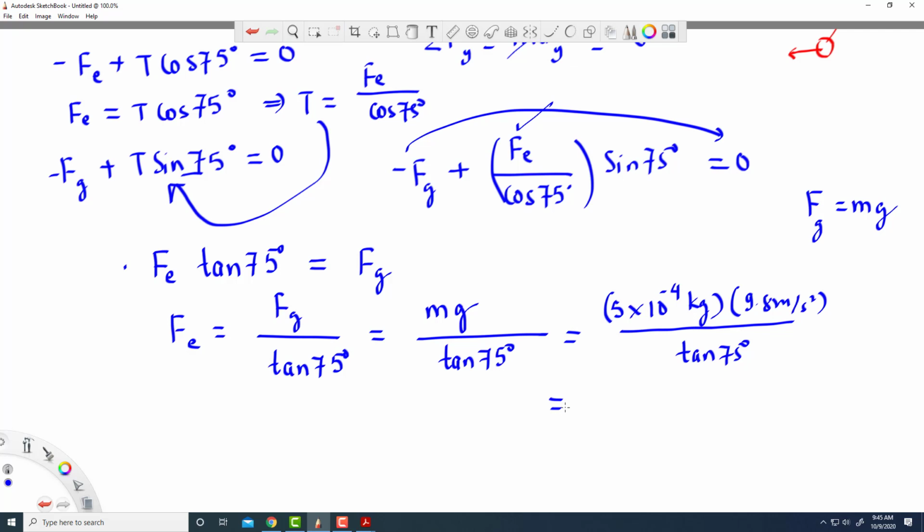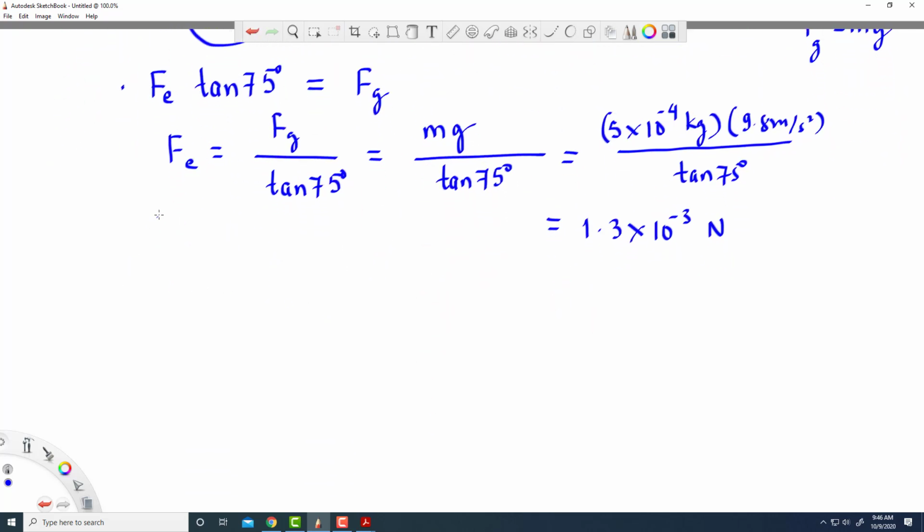5 times 10 to negative 4 times 9.8, that divided by tan 75, that gives me 1.3 times 10 to negative 3 Newton. Okay, so I got that.